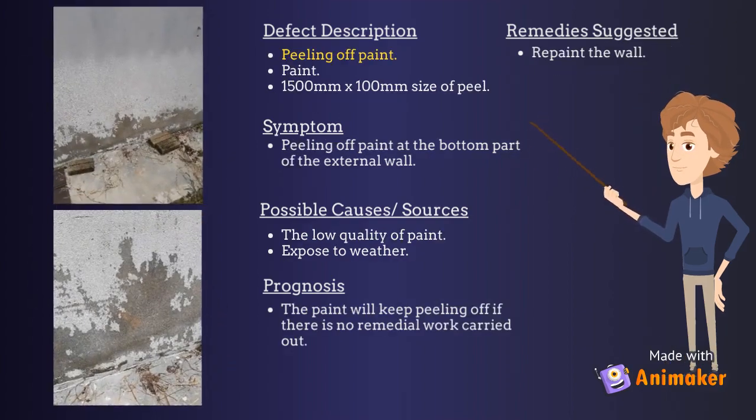The last defect is peeling of paint. The symptom is peeling off at the bottom part of the external wall. Possible causes are the low quality of paint and exposure to weather. The prognosis is the paint will keep peeling off if no remedial work is carried out. Remedy suggested is repaint the wall.